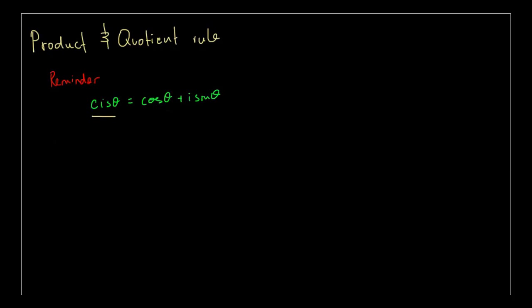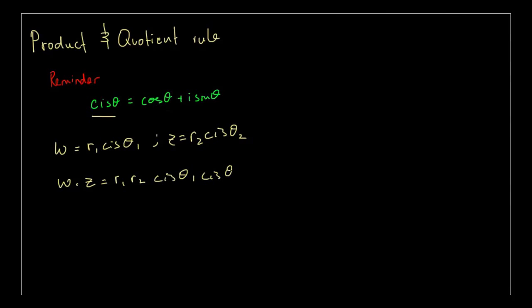Now, what if I have a complex number w equals r1 cis theta 1, and then I have another complex number z equals r2 cis theta 2. Okay, and now what is the product of w multiplied by z? That would be r1 r2 cis theta 1 and then cis theta 2.